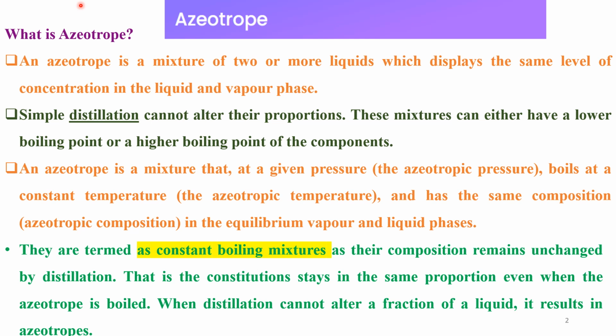And the azeotropic mixture is also called what? Constant boiling mixtures. Because it boils at a constant temperature and the vapor has the same composition as the liquid. That's why we cannot separate it using the normal distillation process.